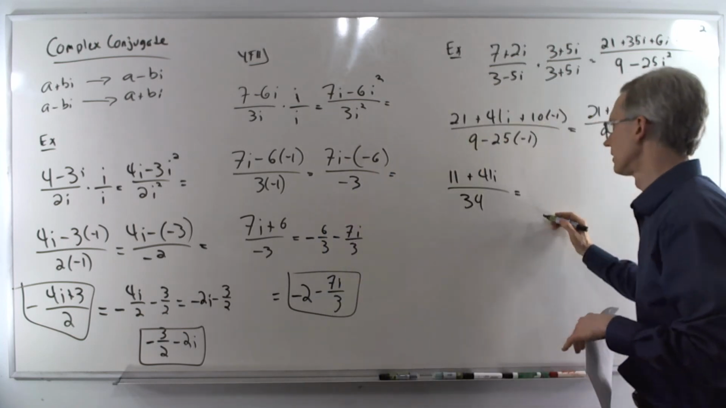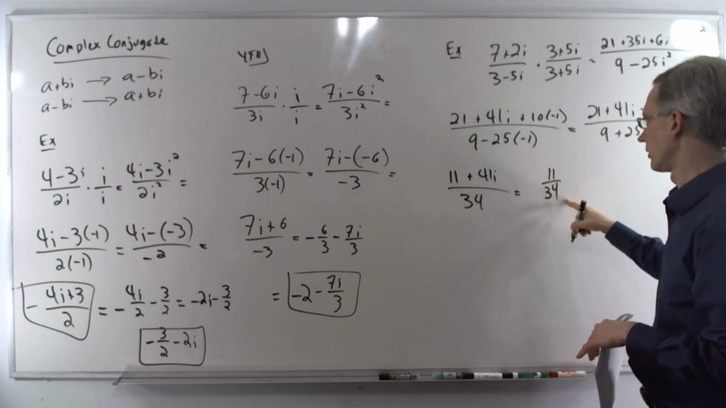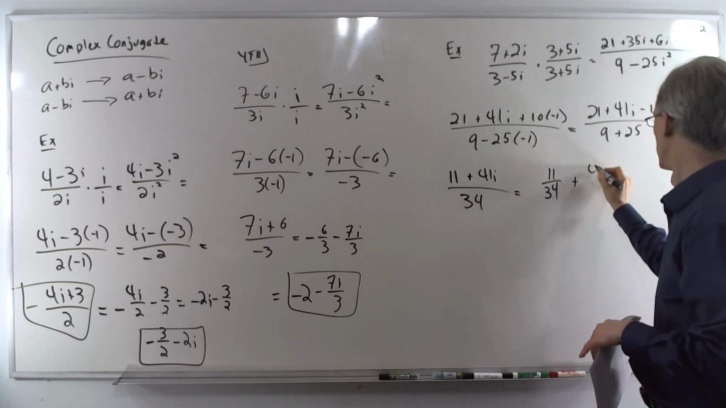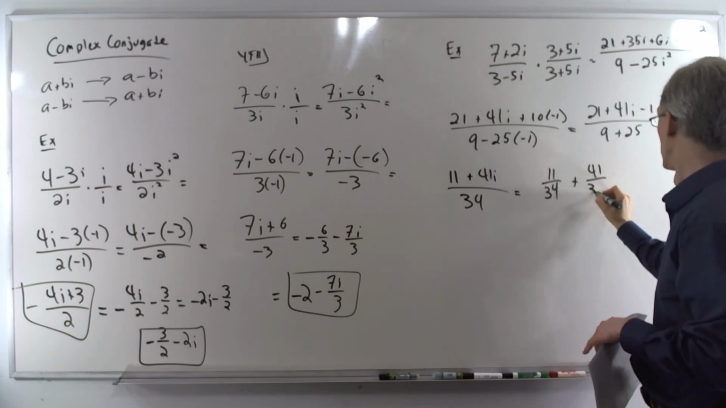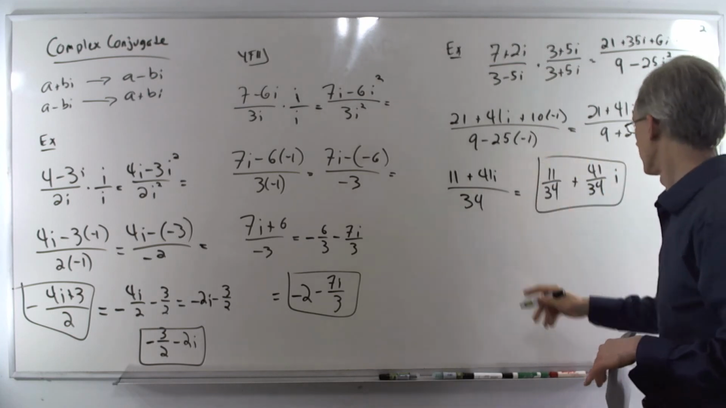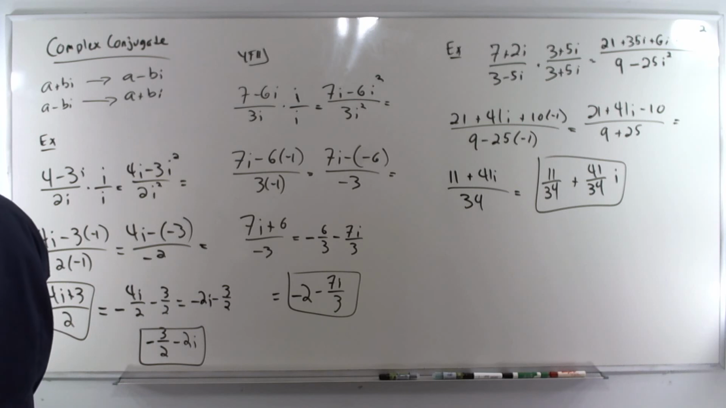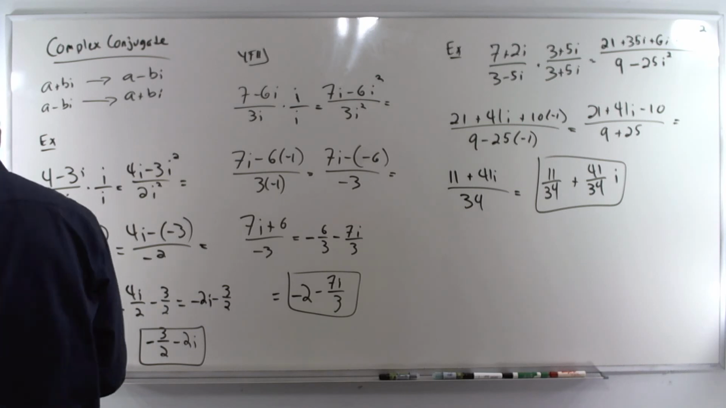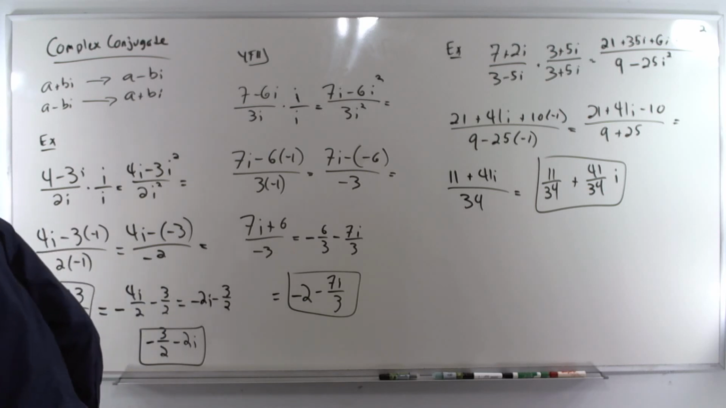So bringing that to standard form, we got 11 34ths for the real part, and 41 34ths i for the imaginary part. And that brings us to your turn, number 12.